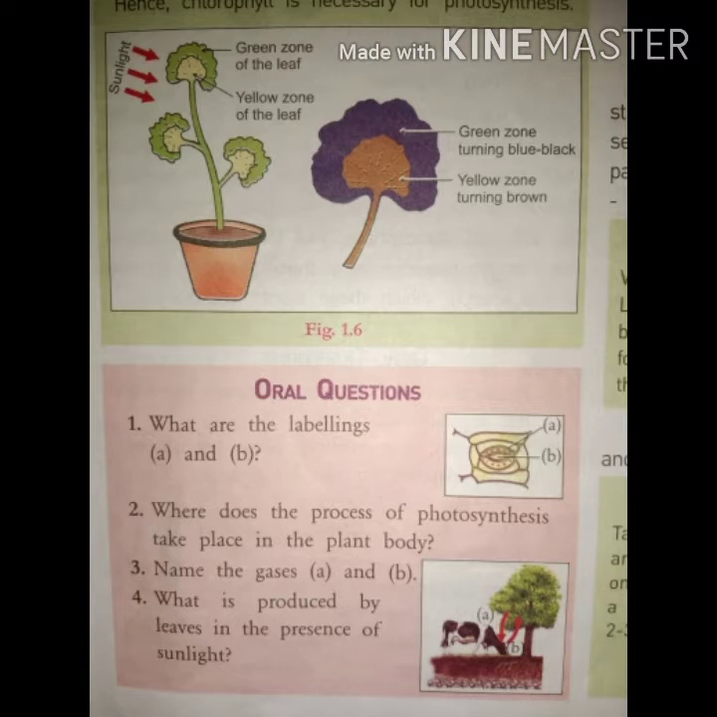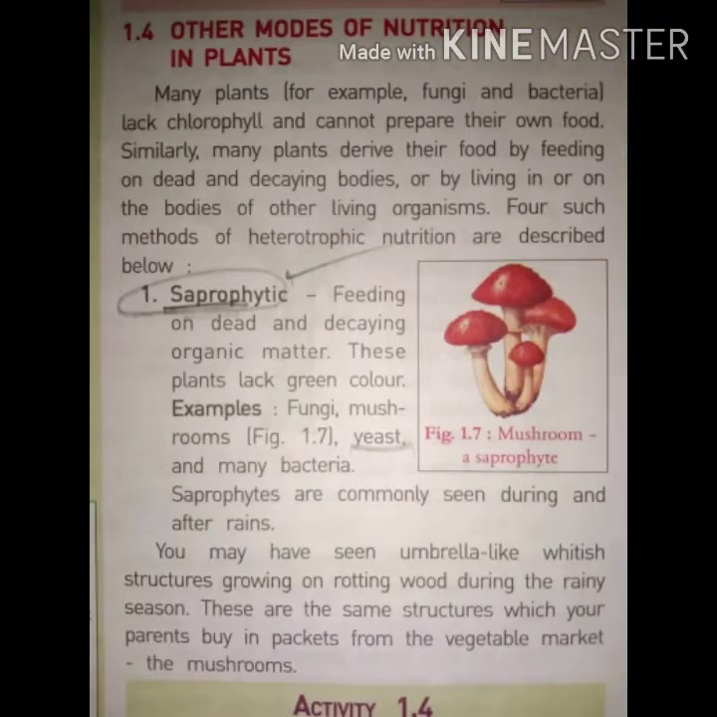As we know, during photosynthesis, carbon dioxide is taken by the plant and oxygen is released, and during breathing of animals, carbon dioxide is released. So point A is the oxygen and B is the carbon dioxide. Fourth question: what is produced by the leaves in the presence of sunlight? In the presence of sunlight, starch and oxygen are produced.